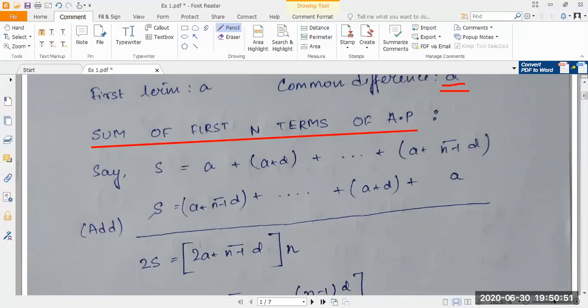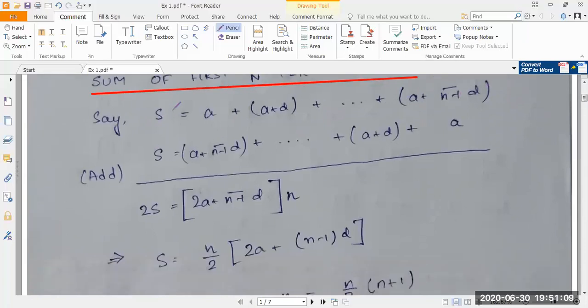What I do in the second line is I reverse the order of the n terms. So I write the first term as the last term and the last term as the first term, and I interchange, reverse basically this entire sequence of numbers. The next thing that I do is I add these two equations. So I have here 2S, and if you add a and a plus n minus 1 into d, you essentially have 2a plus n minus 1 into d.